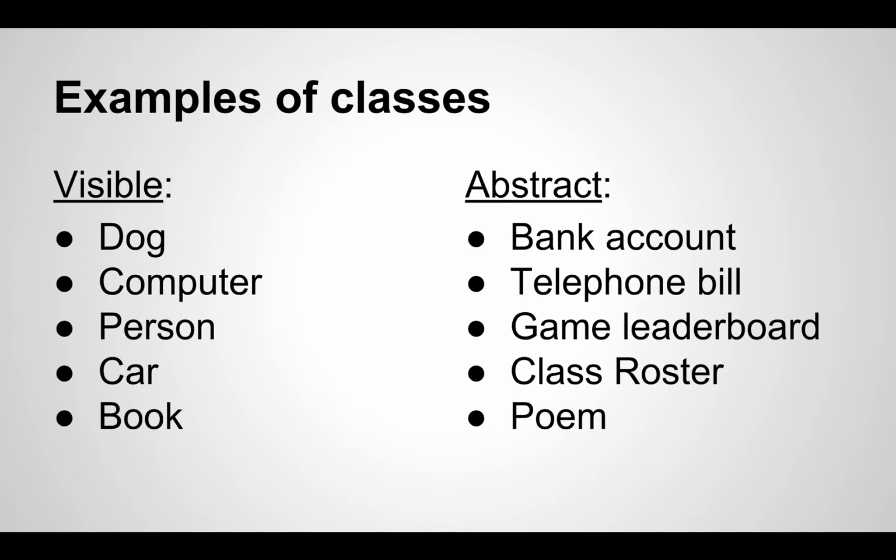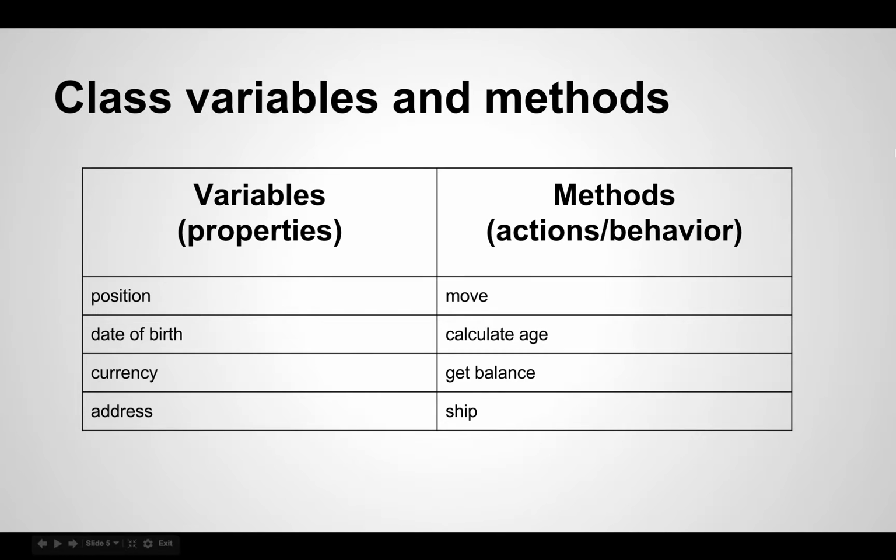Visible objects, such as a dog, a computer, a person, a car, a book, or let's say the ocean, a mountain, speakers, glasses, bottles. You can keep going. All these are visible and physical objects. And then less obvious objects, which are abstract objects, such as a bank account, a telephone bill, a game leaderboard, a player within a game, a class roster, a poem.